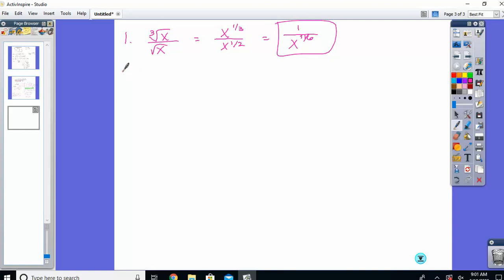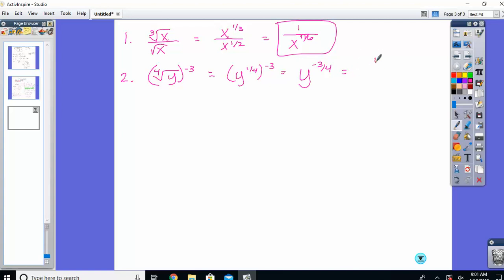Number 2. The fourth root of y to the -3. Okay, if you have a fourth root, what power is that? If you have a power to a power, what do you do with those exponents? And then, what would I expect you to do here?